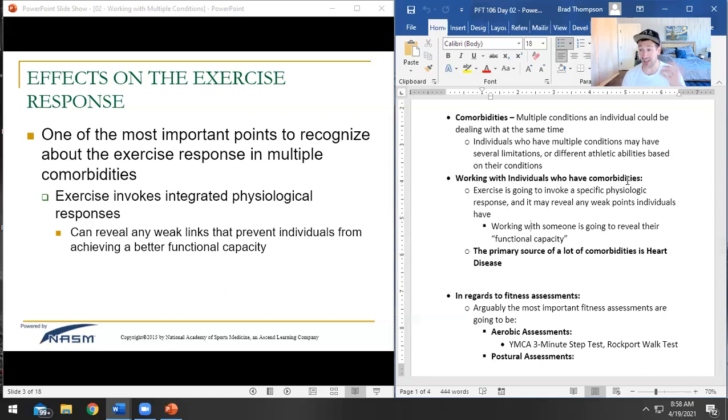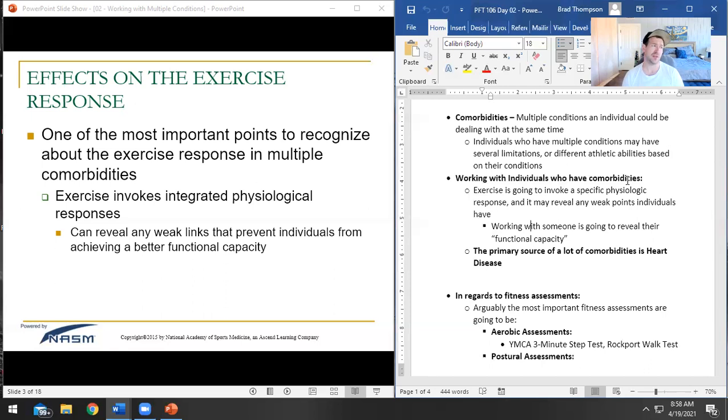I love having a good heart rate number. I'm a very number person. Other people, not so much. They want to go based on how they're feeling during the exercise. So that's something that we want to keep an eye on in the realm of working with clients who have specific conditions.